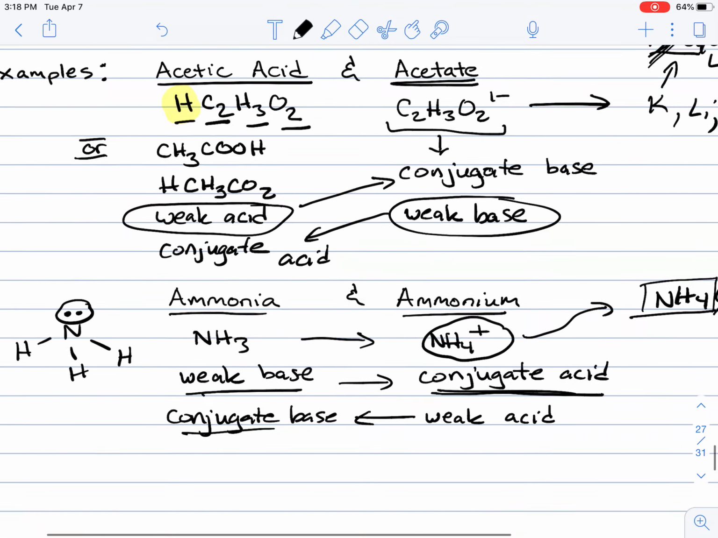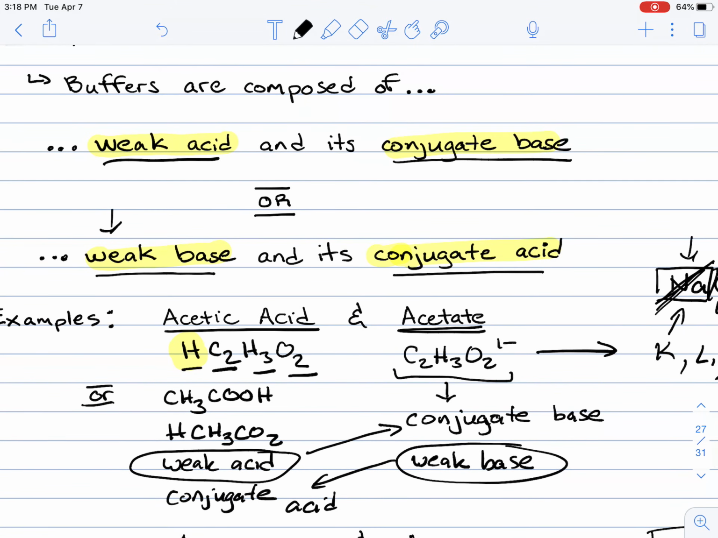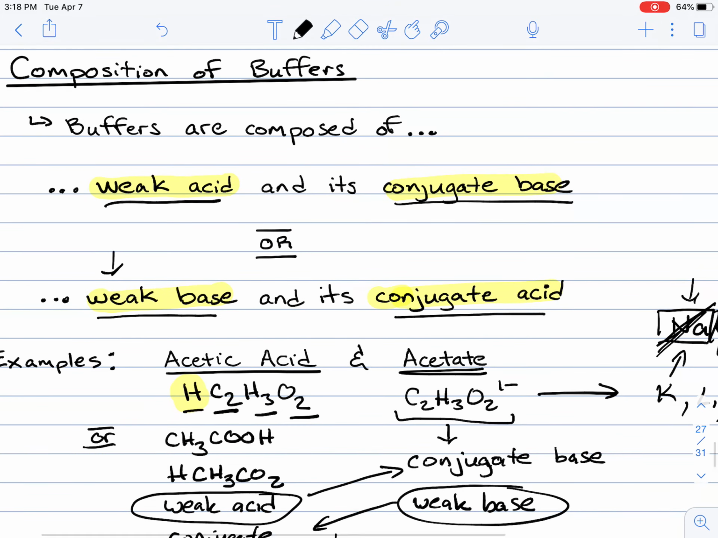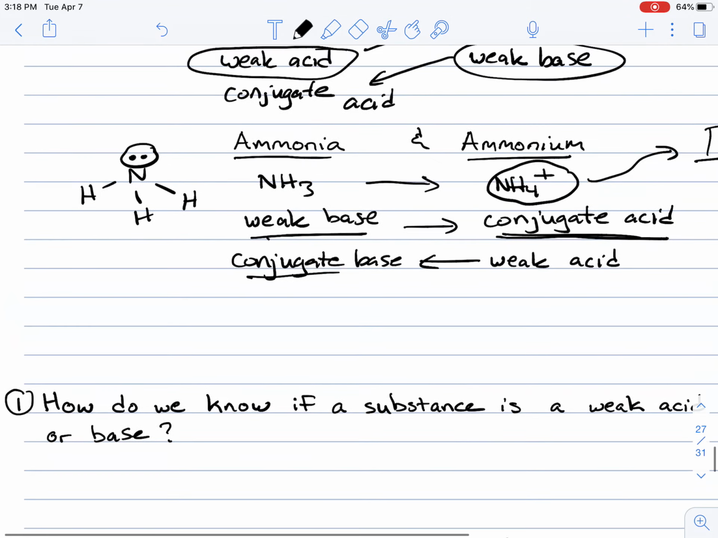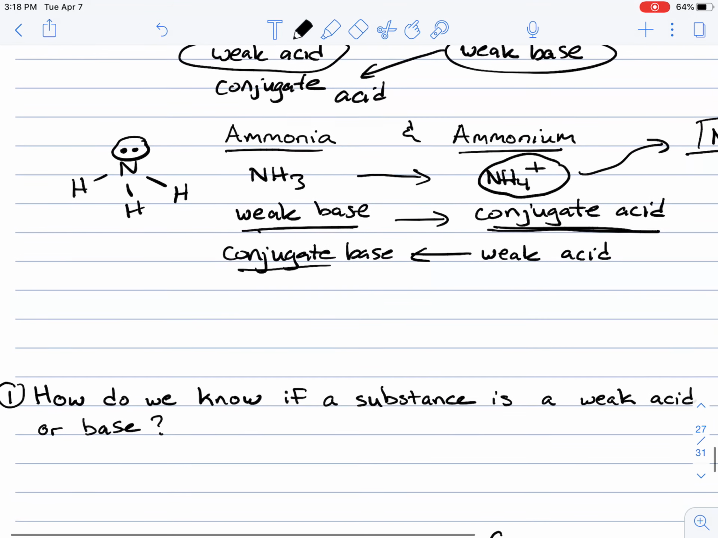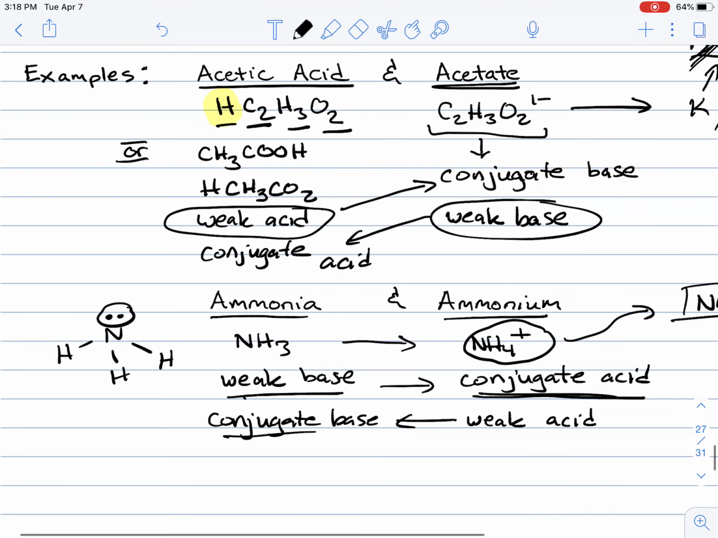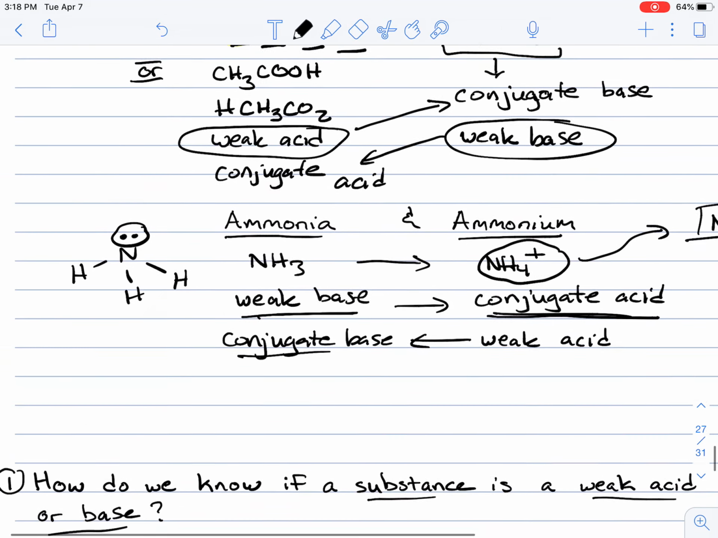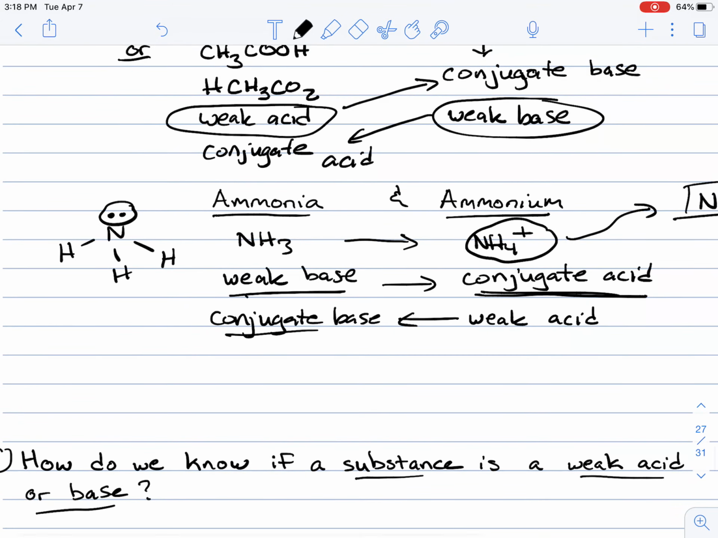All right. So now that we have an idea of buffers, what the composition of buffers are, weak acid, conjugate base, weak base, conjugate acid, I want to address a couple of common questions that I get from students. And so, how do we know if a substance is a weak acid or a base, right? So when I was doing this, I just basically told you that this is a weak acid or this is a weak base. So how do we know if a substance is a weak acid or a weak base?